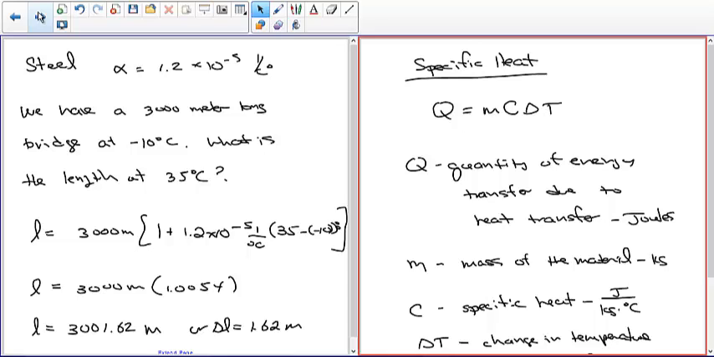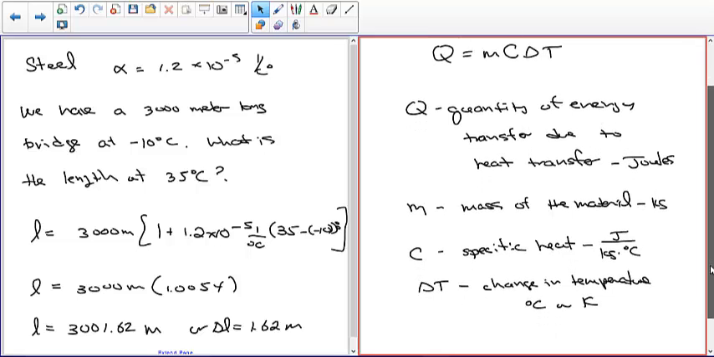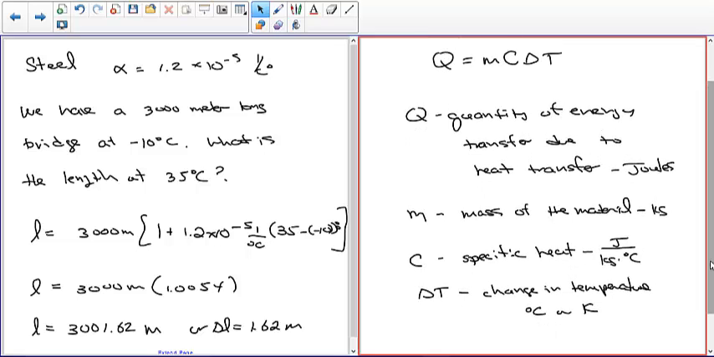And again, because it's the change in temperature, we can just use degrees C. We don't have to convert it to absolute temperature if we don't want to. It can be either one or the other, just as long as you're consistent. If you use Kelvin for both temperatures, then that's fine. So it's the final temperature minus the initial temperature.